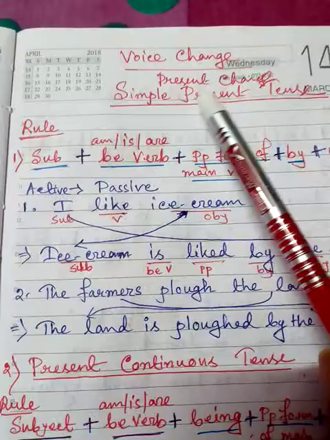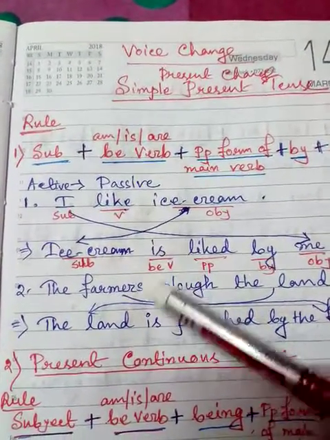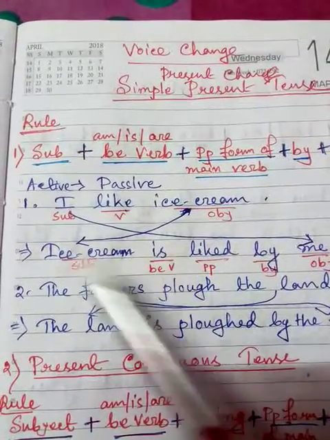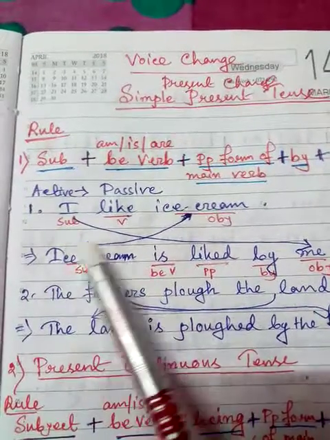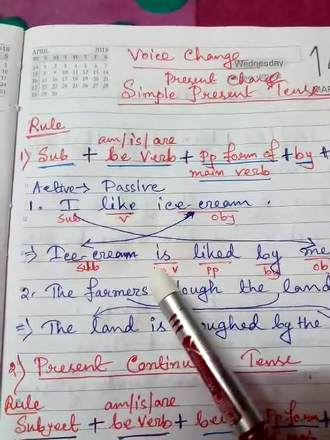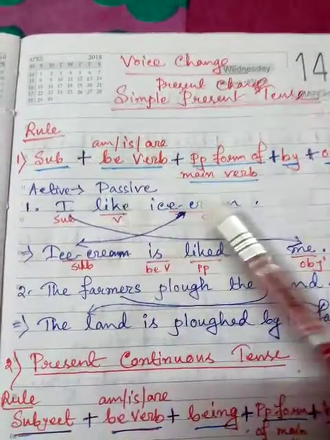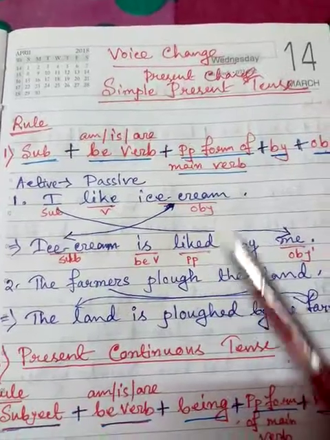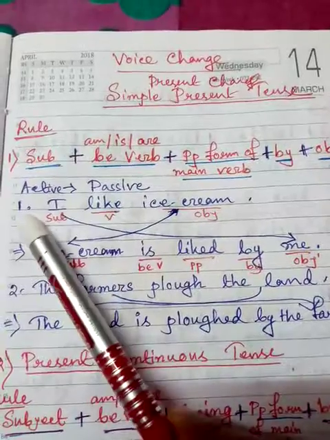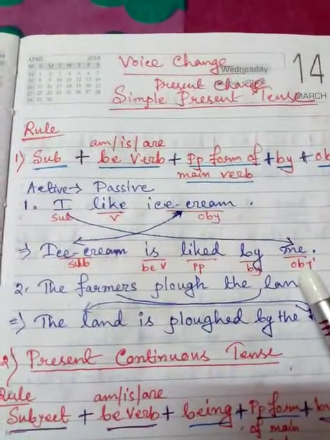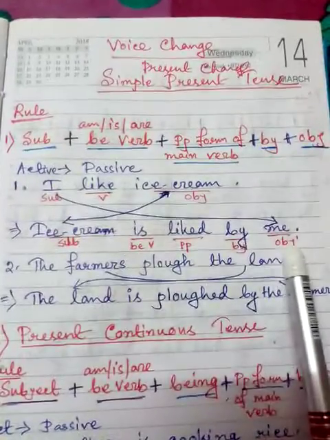Then if this is in simple present tense, that means the sentence is in simple present tense, then we will write is according to the subject, that means be verb according to the subject. Here the subject is ice cream, so we have written here is. Next, the past participle form of the main verb, like is the main verb, so past participle form is liked. Then we add a by, then object. Okay, so I is the subject, I subject turns into object me. So what is the answer? Ice cream is liked by me.